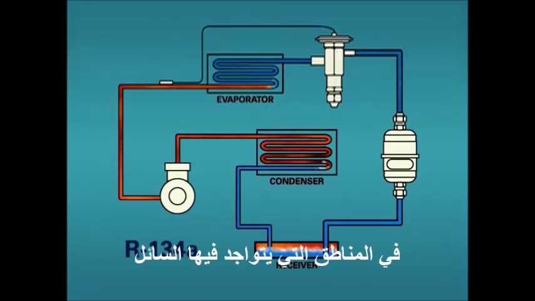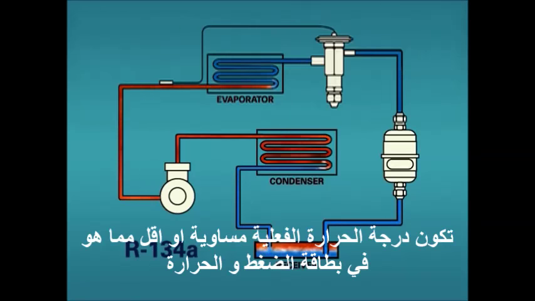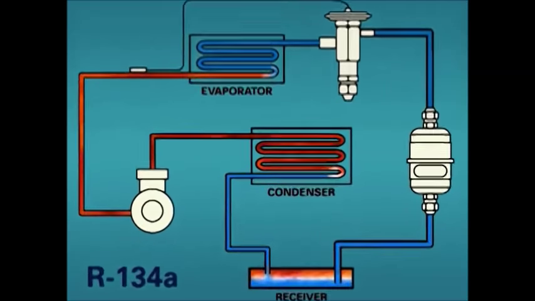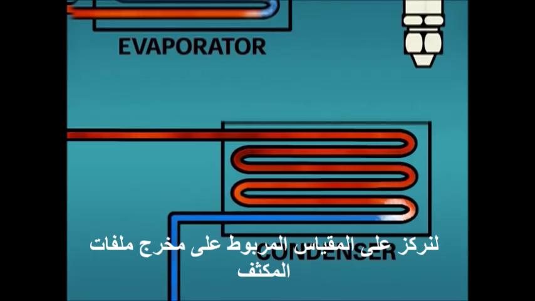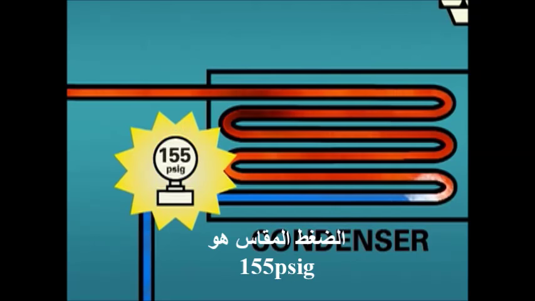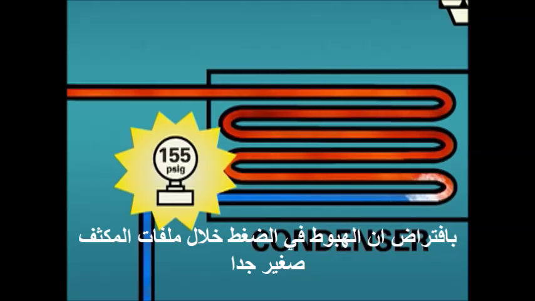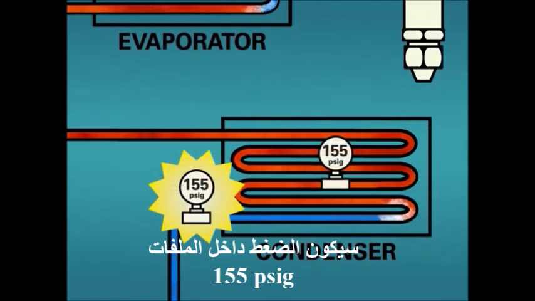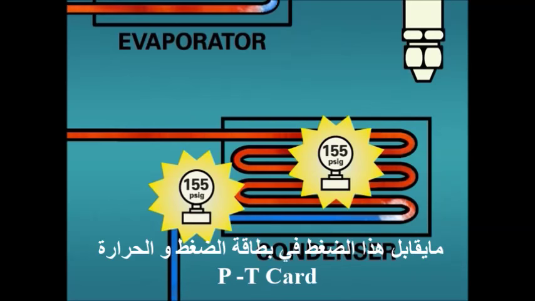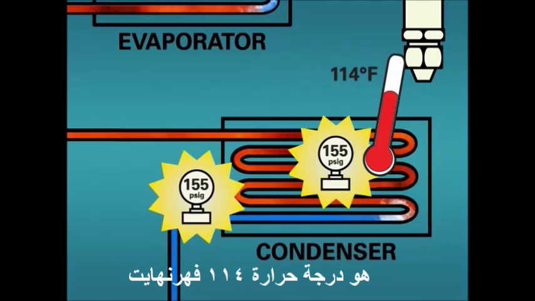At points in the system where liquid is present, the actual liquid temperature will be at or below the temperature indicated on the PT card. Liquid will be present in the liquid line, which connects the condenser and evaporator coils. Let's examine the gauge we have installed at the outlet of the condenser coil. The measured pressure is 155 psig. Assuming there is minimal pressure drop in the condenser coil, we will have a 155 psig pressure in the coil. 155 psig on the PT card indicates a temperature of 114 degrees Fahrenheit.